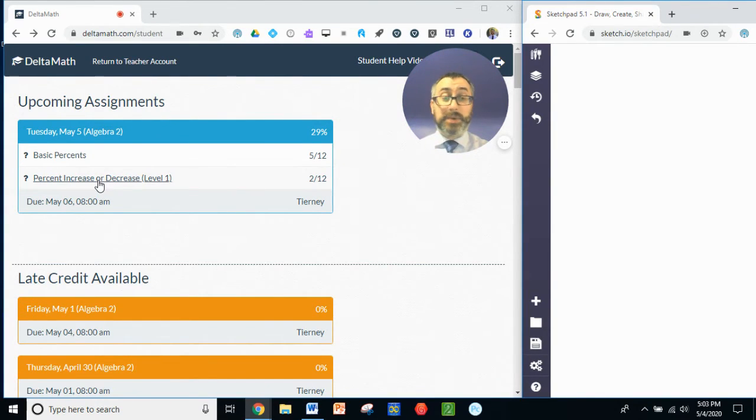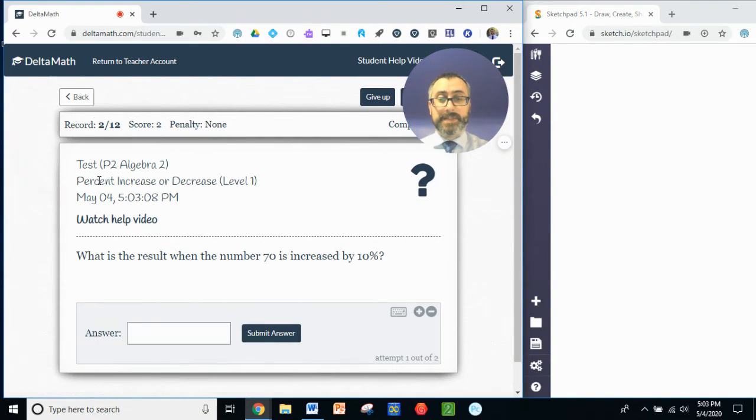Percent increase or decrease. What is the result when the number 70 is increased by 10%? So this is similar to a tax problem. If something cost $70, but then you also had to pay a 10% tax. It seems like I'm adding to this, so I know that this process will involve at least some addition. But first I need to figure out 10% of my original. What is 10% of 70?